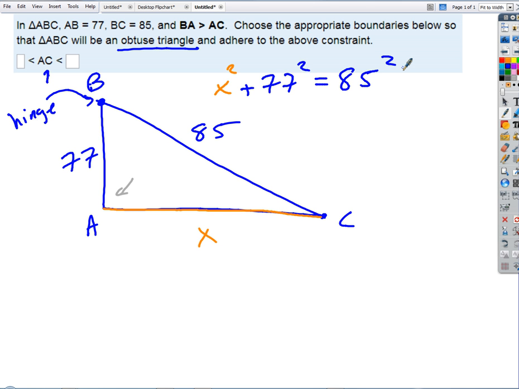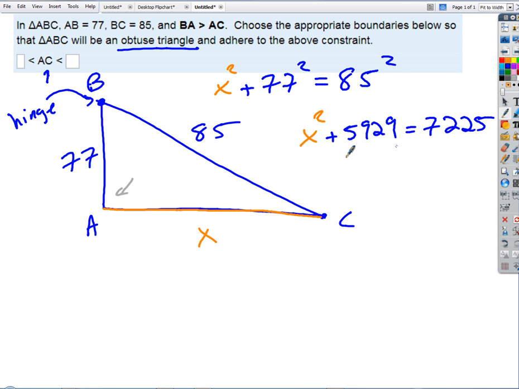85 squared is 7,225. So I get x squared plus 77 squared equals a big number, 7,225. What's 77 squared? 77 squared is also big. 5929. So now what would I do? Big numbers, but they're just numbers. What do I do to solve for x?